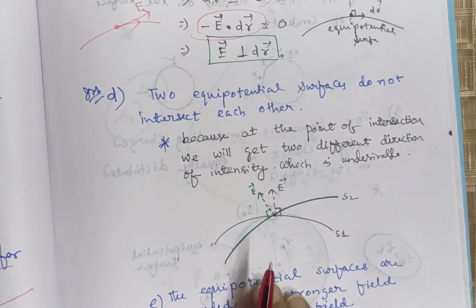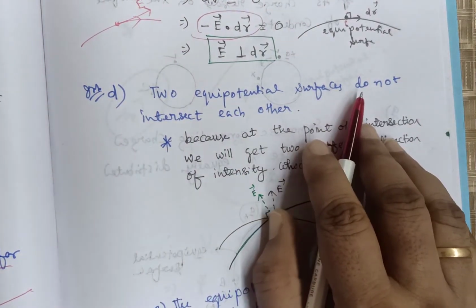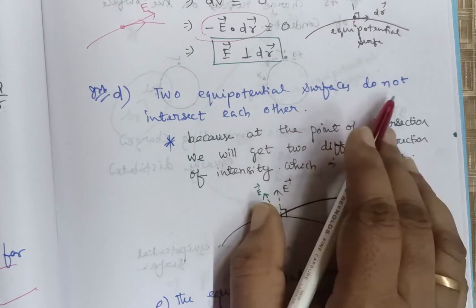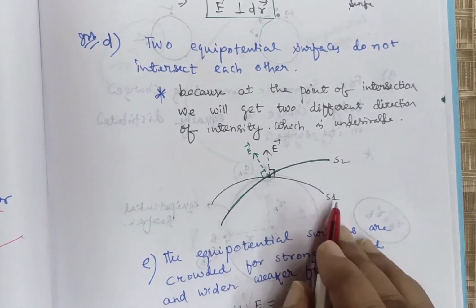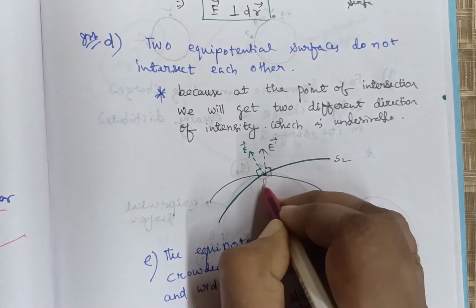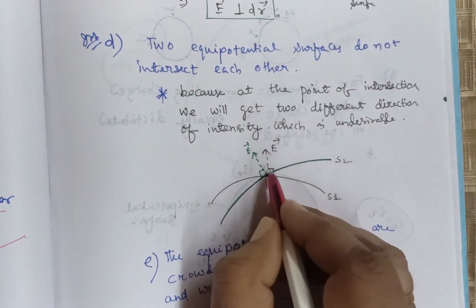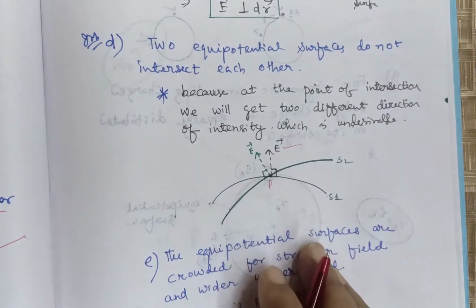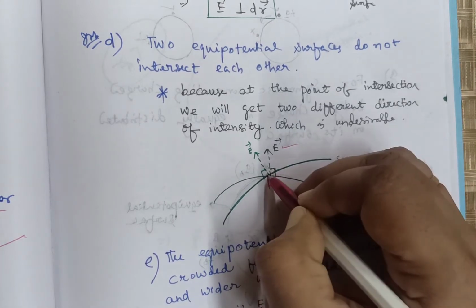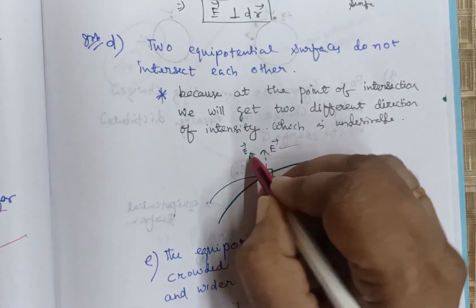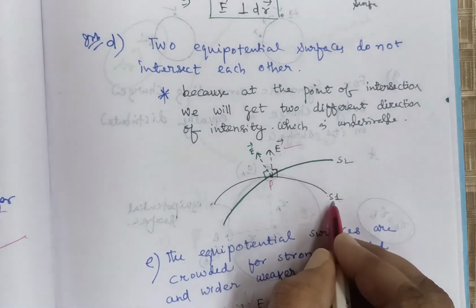Now a very important point is there. Just as two electric lines of force do not intersect each other, similarly, two equipotential surfaces do not intersect each other. Why do they not intersect? For the same argument as with lines of force, you draw two equipotential surfaces named S1 and S2. The intersection point P is here. If you choose the surface S1, the direction of intensity is perpendicular to the surface S1. So this is the direction of intensity due to surface 1. Similarly for surface 2, if you draw another perpendicular E here, it represents the direction of intensity due to surface S2.